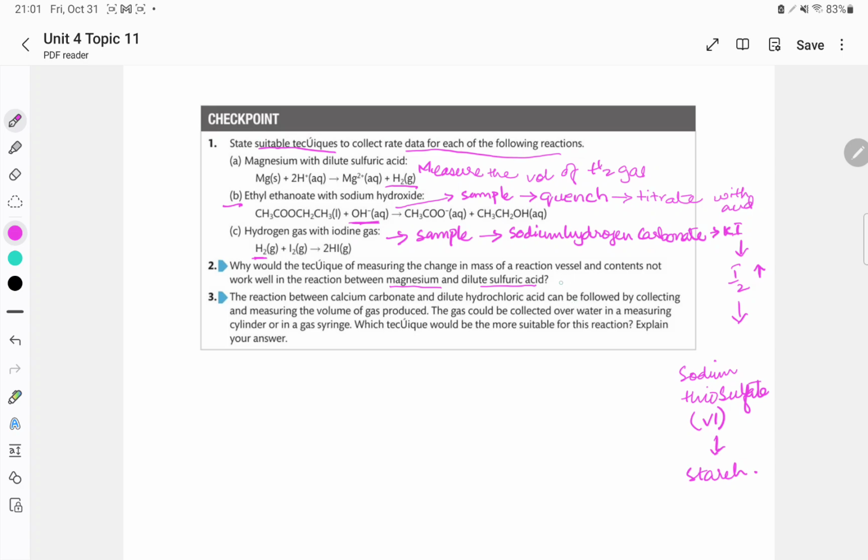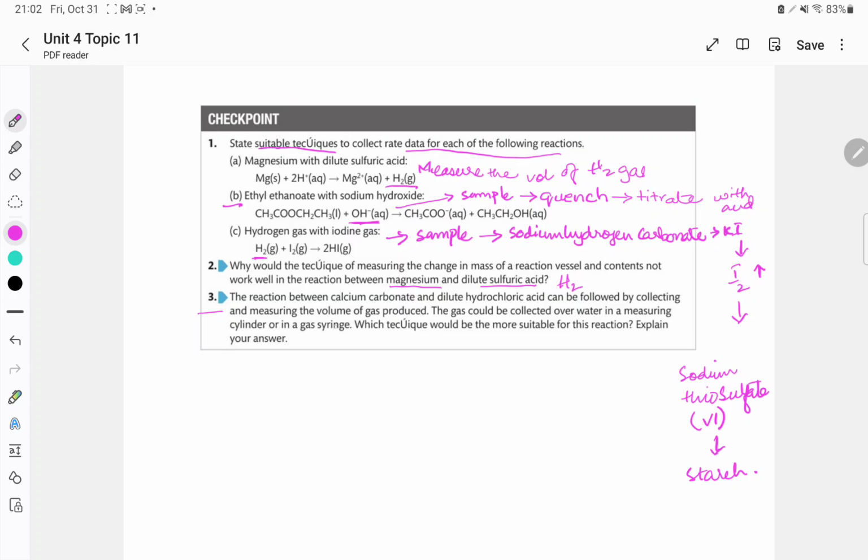here what gas is going to be formed? The hydrogen gas is going to be formed, which is very low in density. So the mass changes would be very small. This would result in a large measurement uncertainty. So that's the reason. Then we have question number 3.